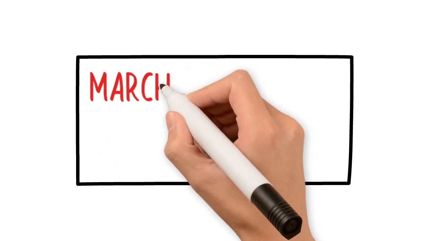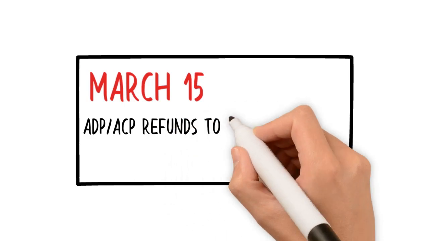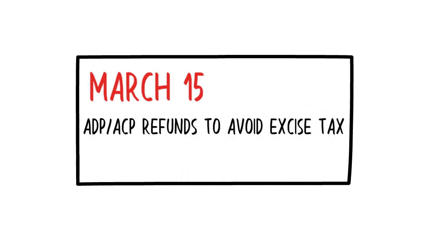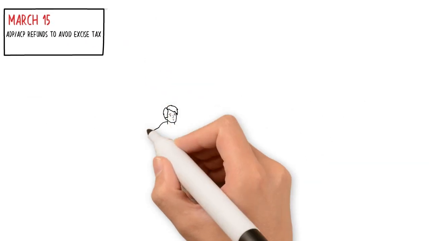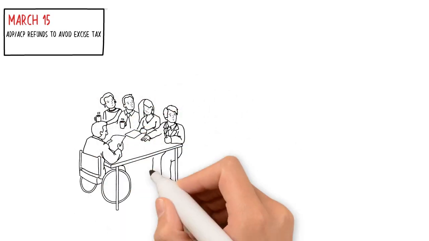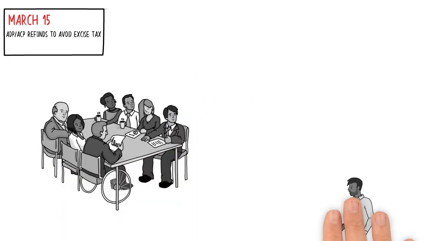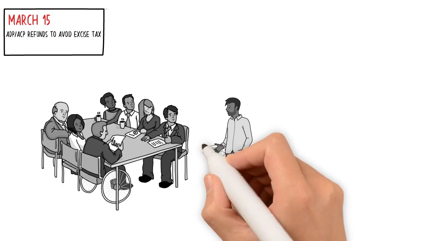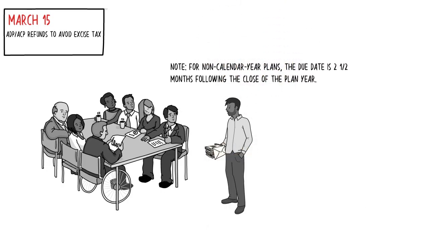March 15. ADP and ACP refunds are due to avoid excise tax. The ADP and the ACP refund must be distributed by March 15 in order to avoid the 10% excise tax. For non-calendar year plans, the due date is 2.5 months following the close of the plan year.